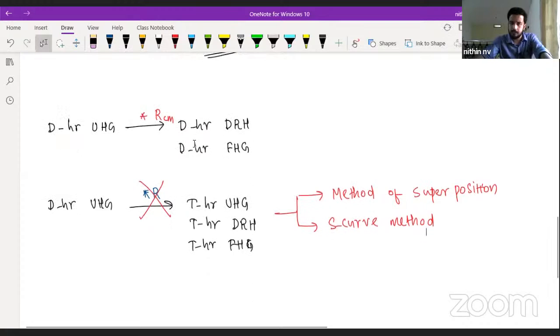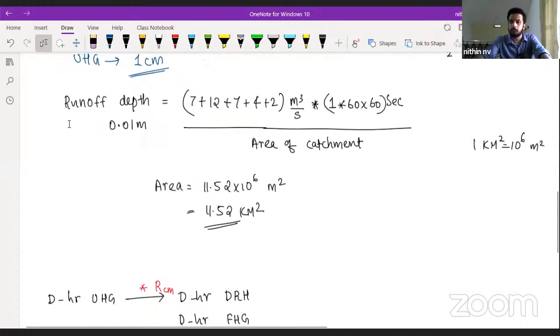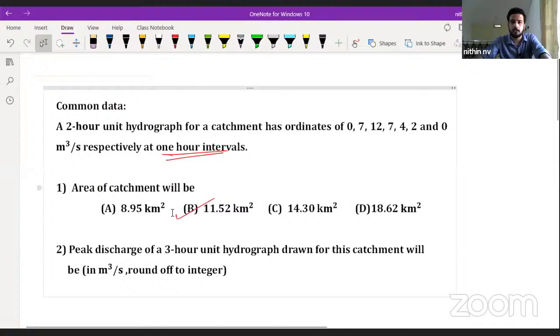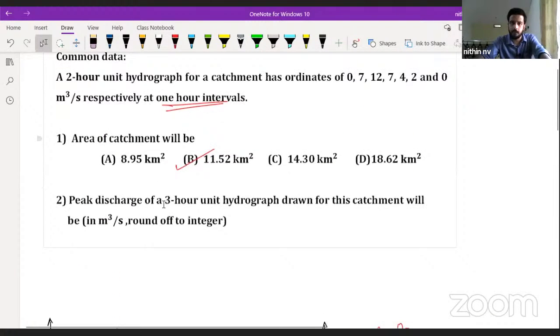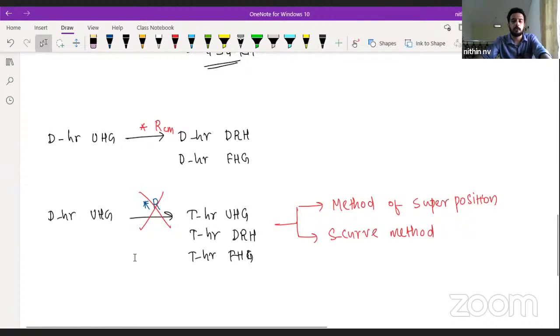So some basics I'm telling, what is that? If you have a particular hour unit hydrograph, for example, in this question they have given, it is a 2-hour unit hydrograph. So if you have a 2-hour unit hydrograph, if you are multiplying with the runoff value, you will directly get the ordinates of a d-hour DRH or a d-hour flood hydrograph.